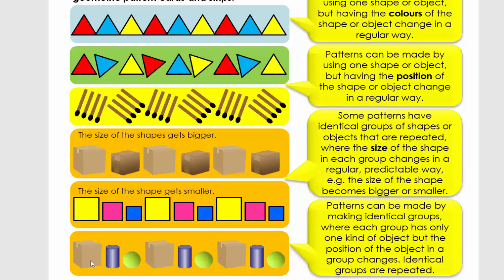Here again, we have a big object, a medium object, and a small object, and this one pattern then repeats a few times. So let children draw it, let them pack out objects, and keep it as practical as possible.